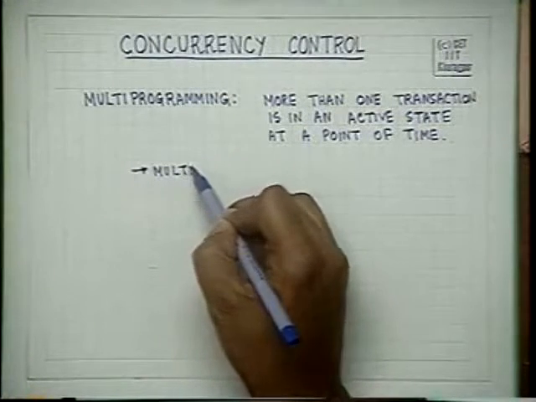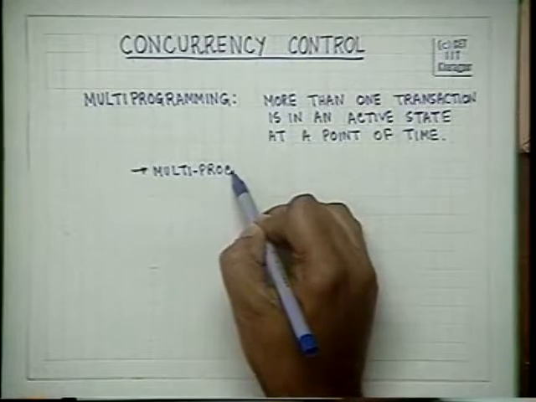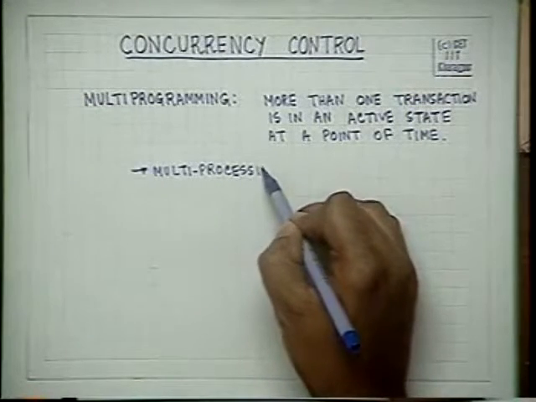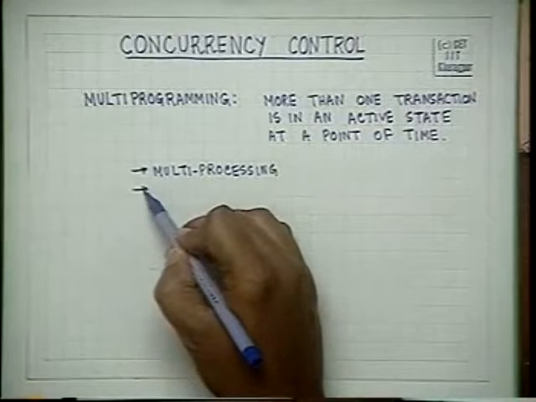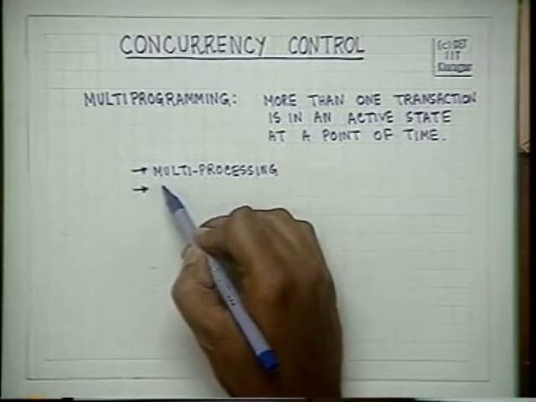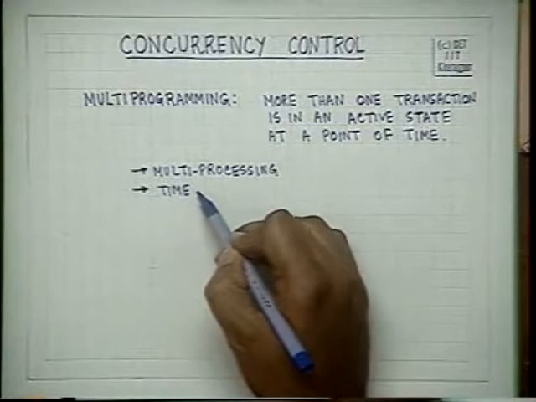running simultaneously. If we have more than one processor, then this situation can be visualized very easily, in the sense that there is one transaction running on one processor, but due to the commonality of disk, they may access the same disk. Even in the case of a single processor, we can have multiprocessing, which is a very common way of having multiprogramming, or we can have multiprogramming on a single processor in what is called a time shared fashion.